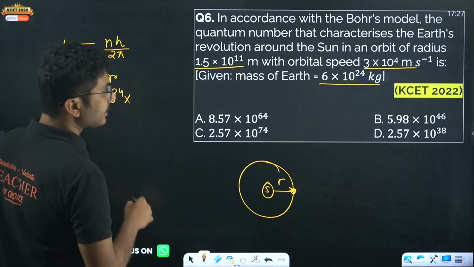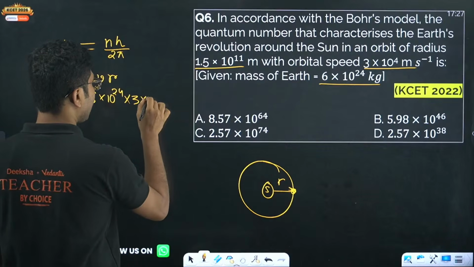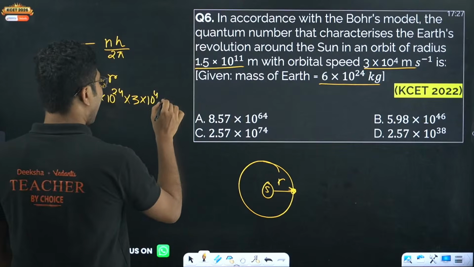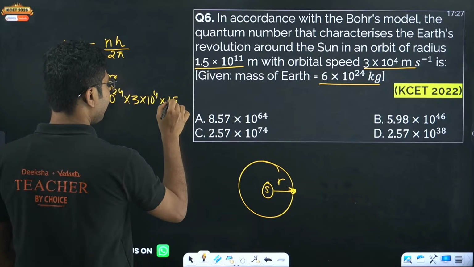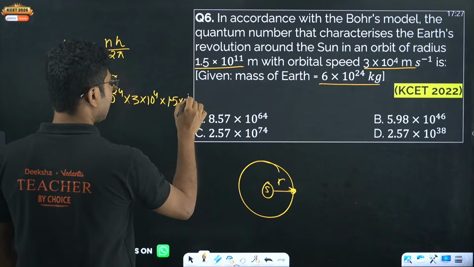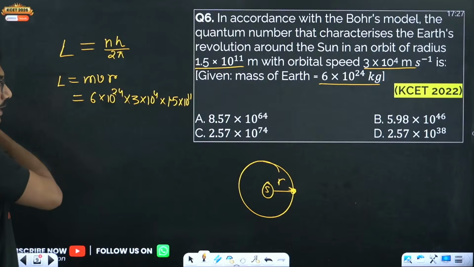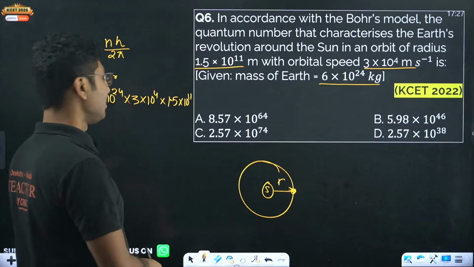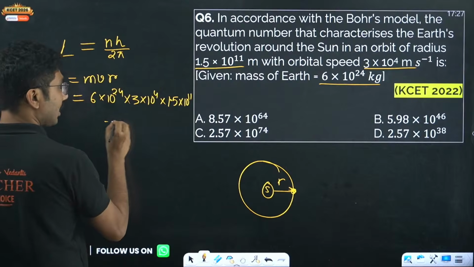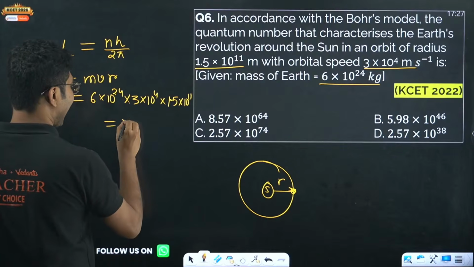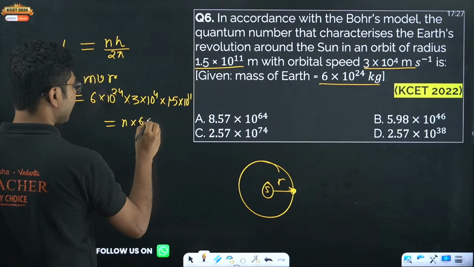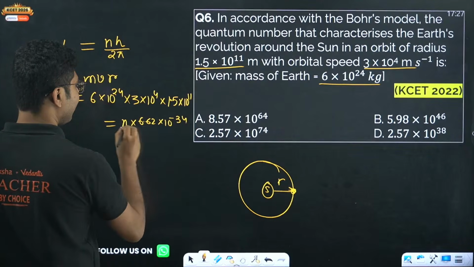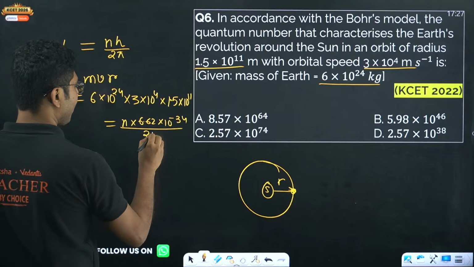Orbital velocity is 3 into 10 to the power of 4. Everything is given in SI units, so no need to change any units. And radius is given as 1.5 into 10 to the power of 11. So this is the angular momentum, and that should be equal to the formula, which is n into h, 6.62 into 10 to the power of minus 34 divided by 2 pi.